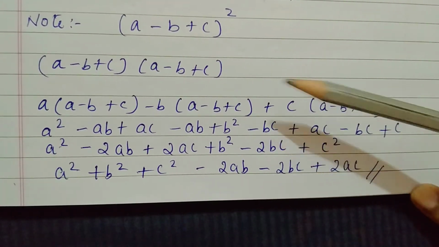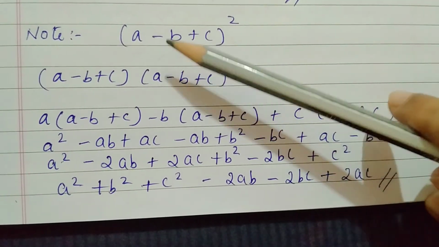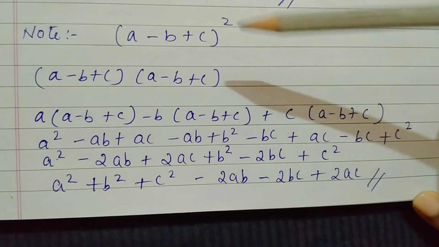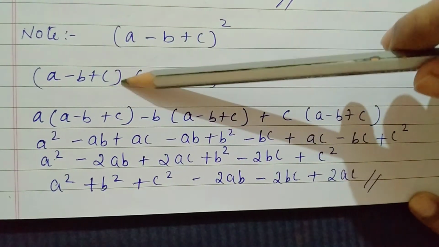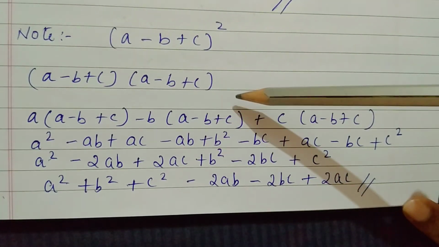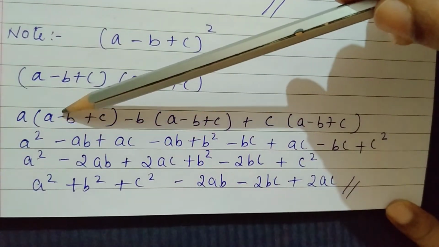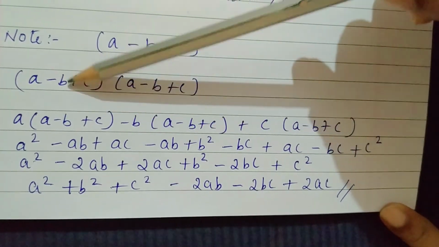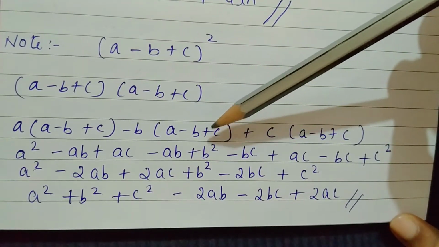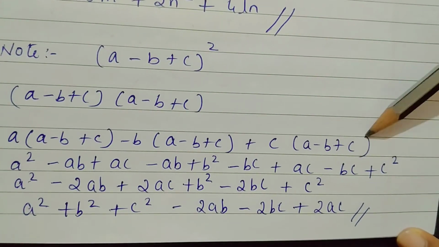As I told you before, see over here, (a minus b plus c) square. If there is a minus sign, I am showing you how it is solved. Again a minus b plus c, one bracket, and second a minus b plus c. We have multiplied this bracket with this bracket. A multiplied by a minus b plus c, minus b multiplied by a minus b plus c, plus c multiplied by a minus b plus c.